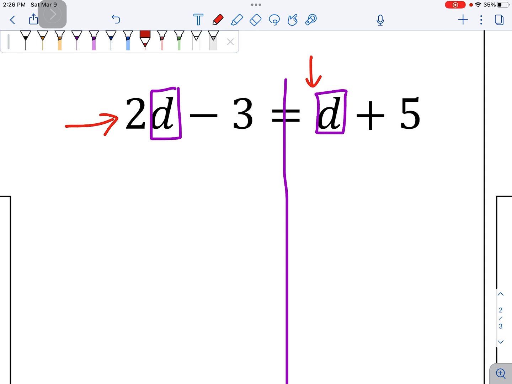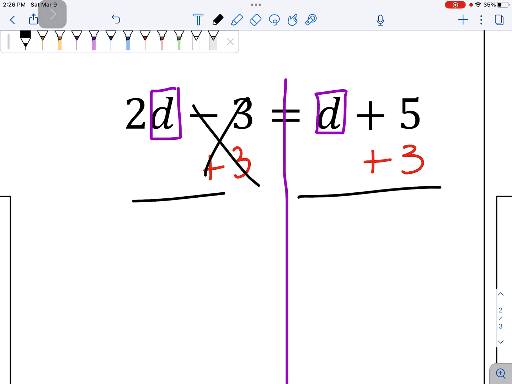If you want to, you can move the letters first. Typically, I always get rid of the extra number, but there's nothing that says you can't get rid of the letters first. All right, so here we go. I'm going to add 3 to both sides. If I subtract 5, this ends up being a pretty tricky negative number problem. So minus 3 plus 3.